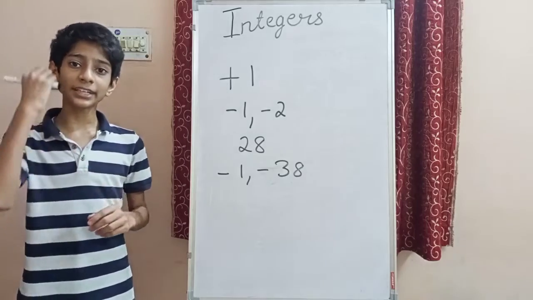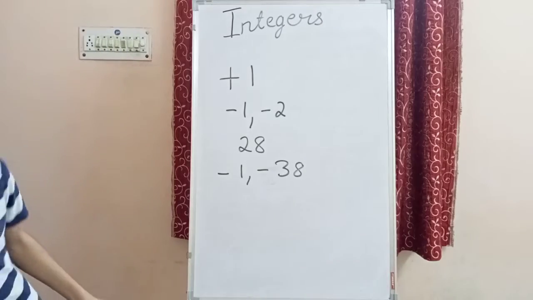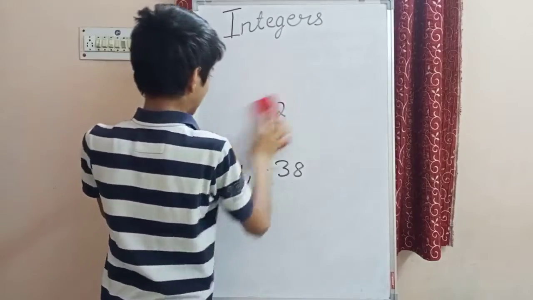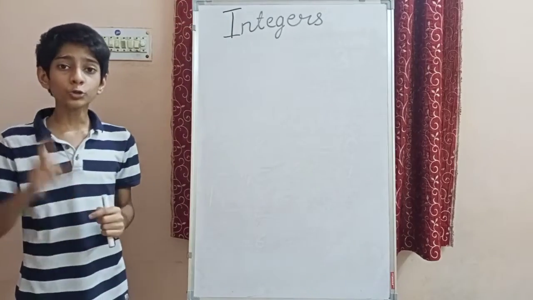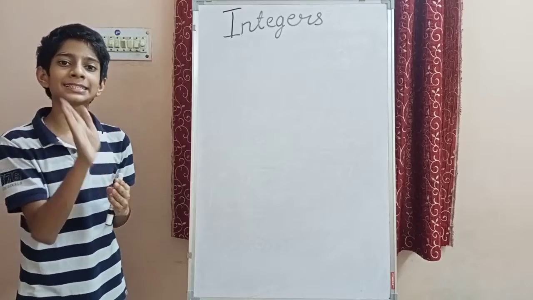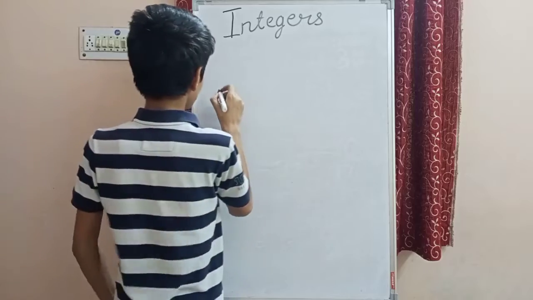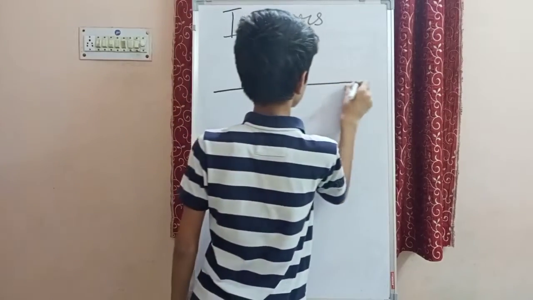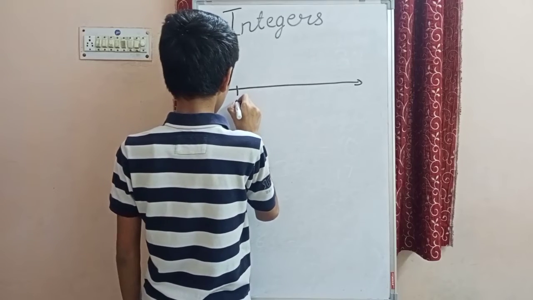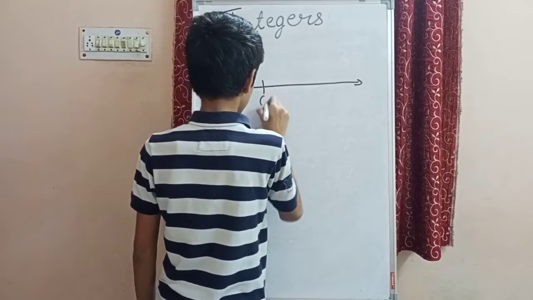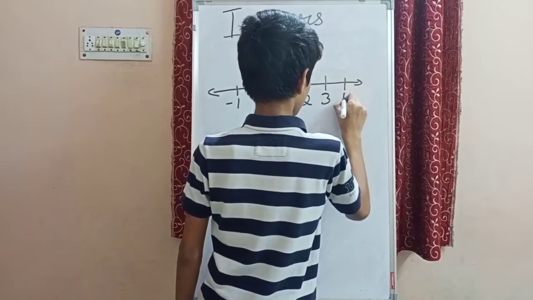So now we have studied three rules. Now I will tell you the fourth rule of the integers. What does the fourth rule say? The fourth rule says that 0 is less than every positive integer. How? Let's make a number line. So this is a number line. Now here we mark the points as minus 1 and then 0, then 1, then 2, then 3 and then 4.